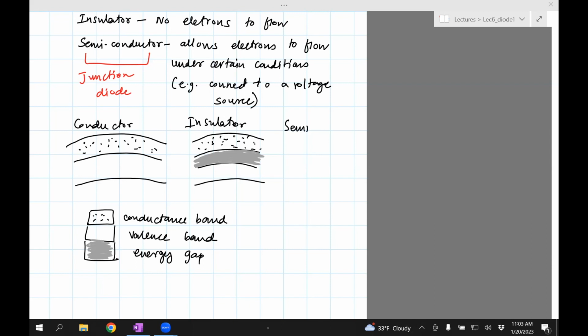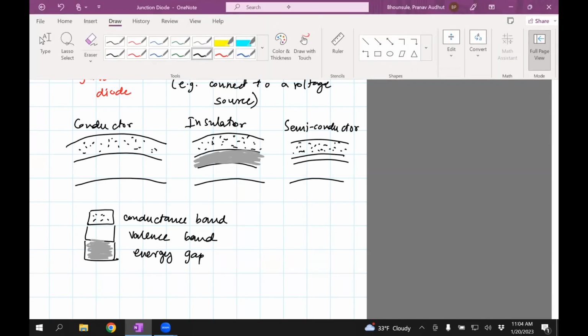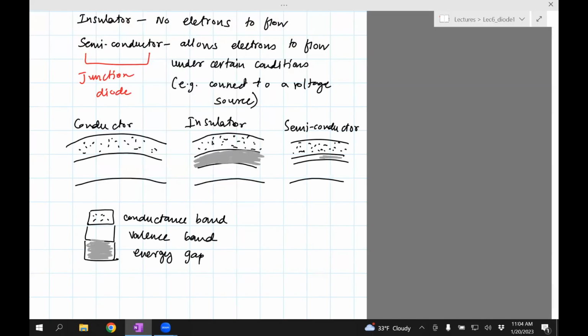Now, semiconductors look very similar to insulators, except that the energy gap is pretty small. Okay, so it's small, and in normal conditions, the electrons will not flow. But if you do something special with it, like connect it to a voltage, the electrons will flow. So when the voltage is very minimal, the energy gap cannot be crossed, and when the voltage is increased, they will eventually cross the gap.